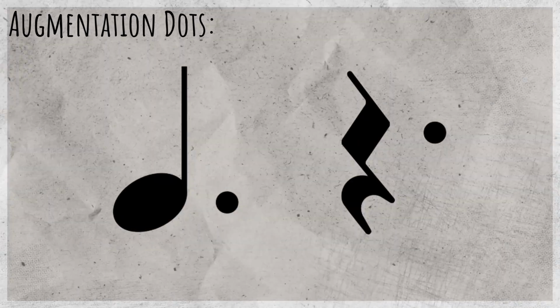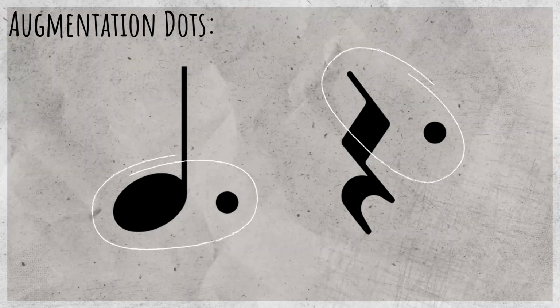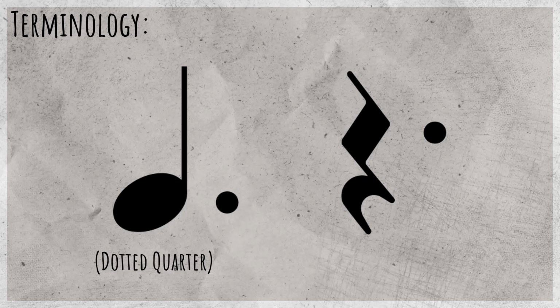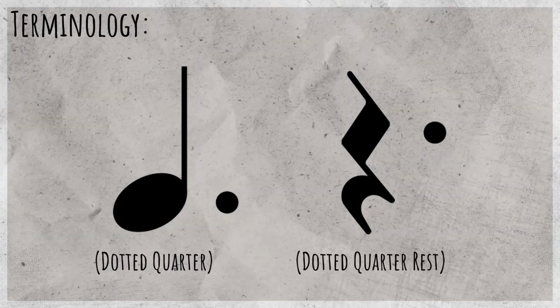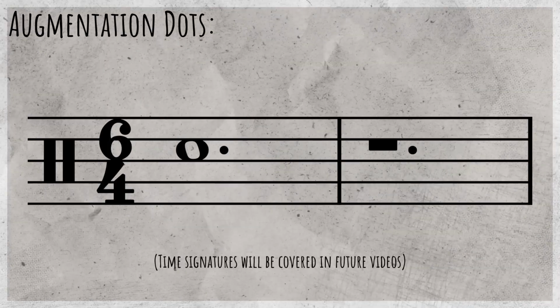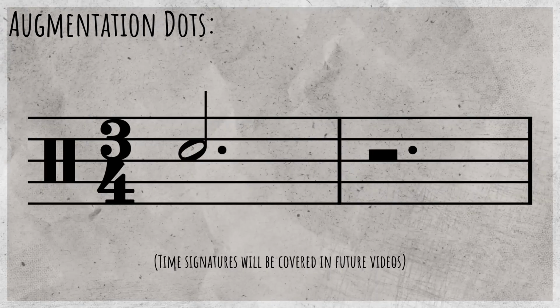Next, we have augmentation dots. Augmentation dots can be applied to both note heads and rests. These dots are typically placed near the note head or in the upper right area of a rest symbol. Notes with dots are called dotted notes, and rests with dots are called dotted rests. Any note or rest can be dotted. We can have dotted whole notes and rests, dotted half notes and rests, and so on.